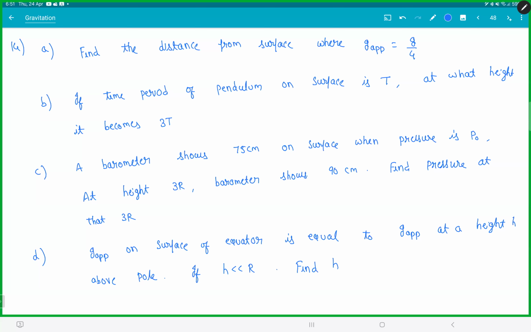The first one has 2 answers. Be careful. I never said height. I simply said at what distance from the surface. So there are 2 things, one above the ground and one below the ground. So you have to get both the answers. Get them all. I'll give you 3 minutes for everything. Then we will discuss one at a time. You try whatever you think you can get.